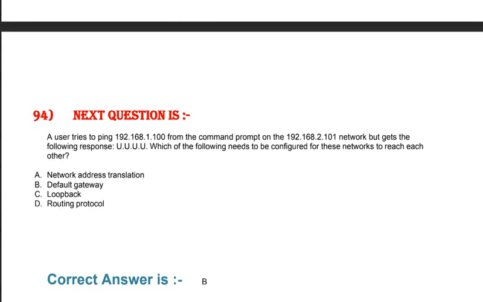Question is, a user tries to ping from the command prompt on this IP address network but gets the following response. Which of the following needs to be configured for these networks to reach each other? Option A, network address translation. Option B, default gateway. Option C, loopback. Option D, routing protocol. Correct answer is option B.